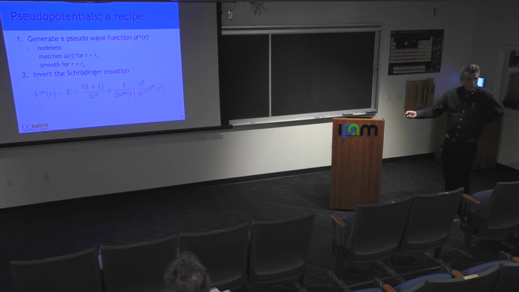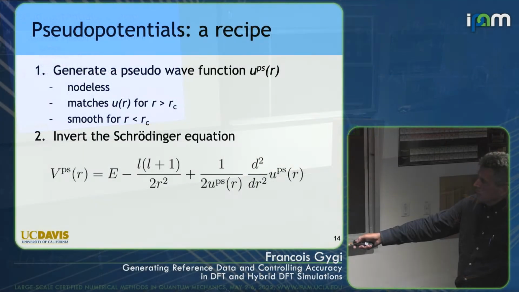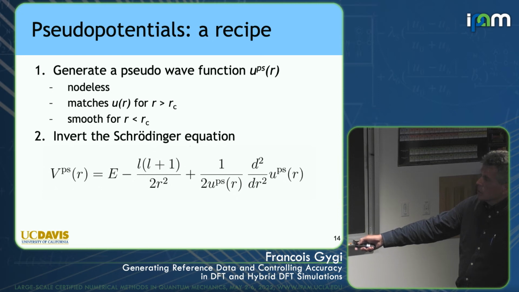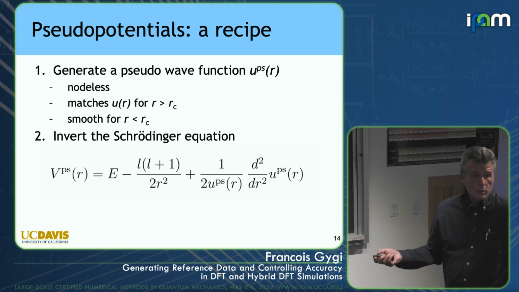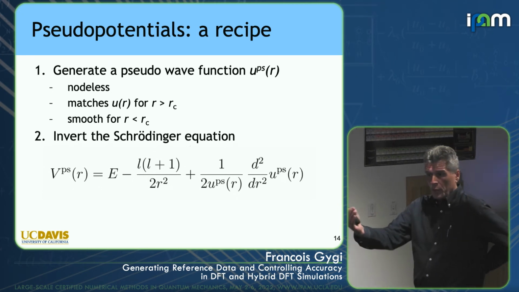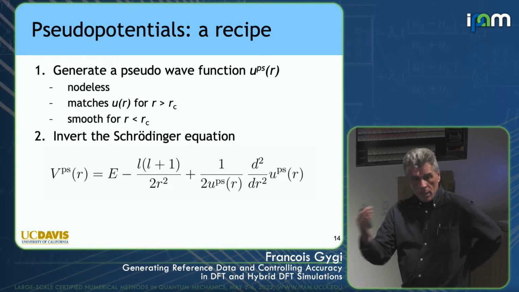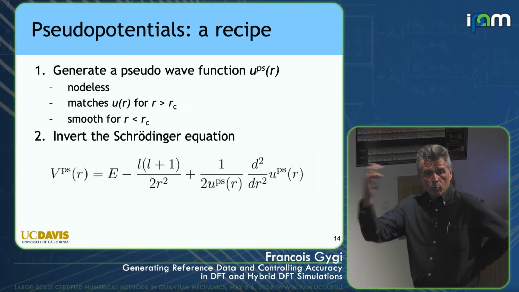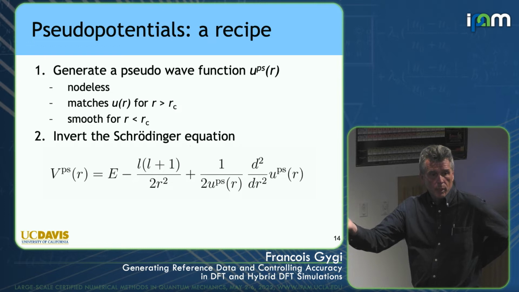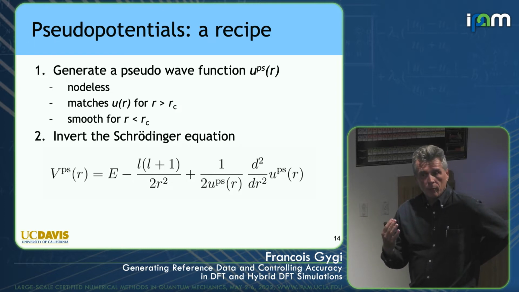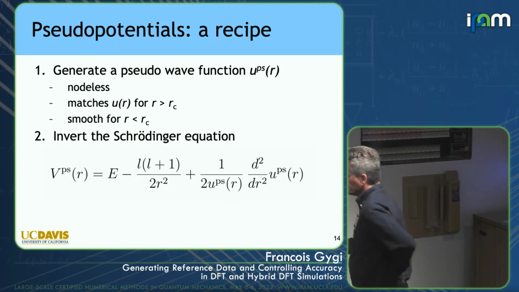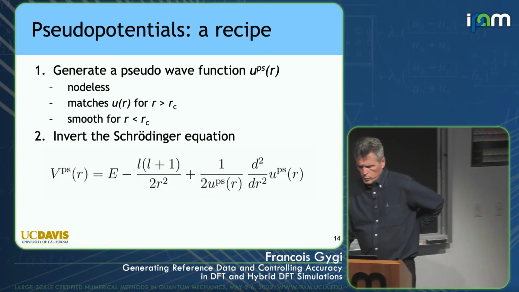And once you have that, you can invert the Schrodinger equation, right? You know that if it satisfies the Schrodinger equation, then you can reconstruct the potential here by just inverting the Schrodinger equation. Now you see the denominator contains the function itself, so you have to have a nodeless function. You cannot bring this radius, this cutoff radius, inside of the outermost node of the all-electron function. So that's a constraint you have. That's just one possible way of doing this.